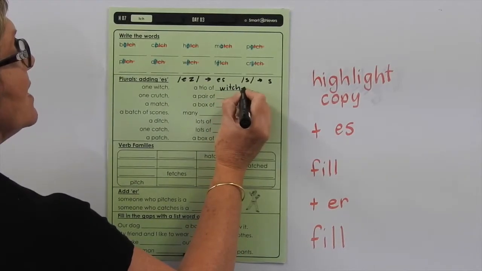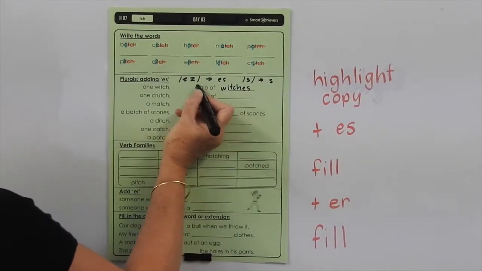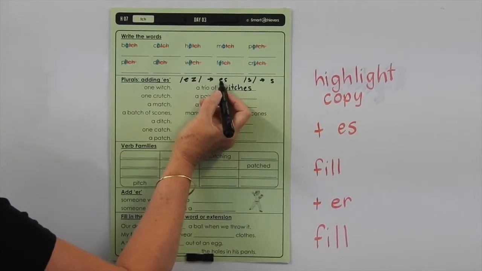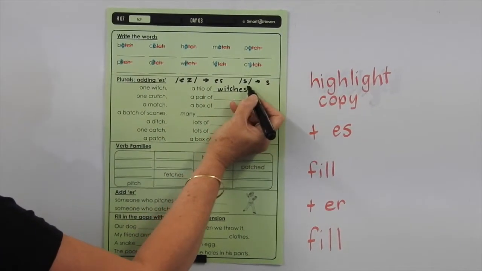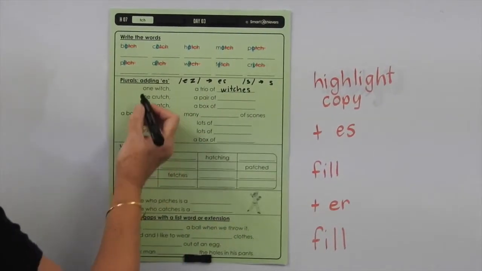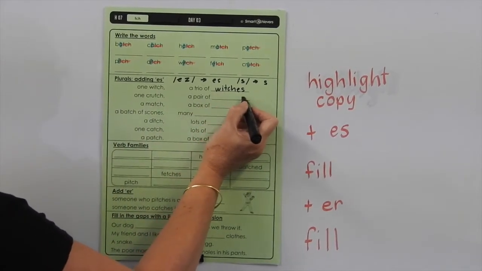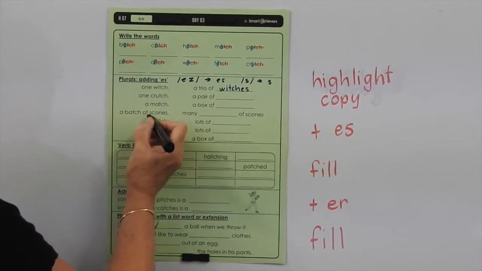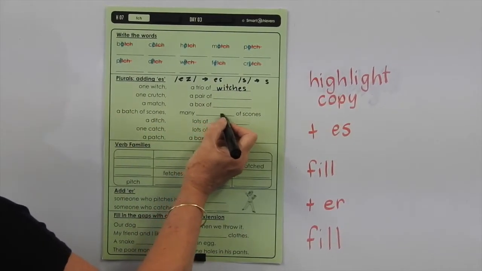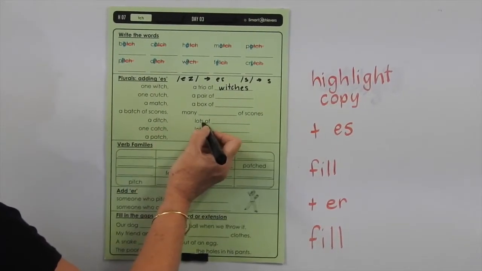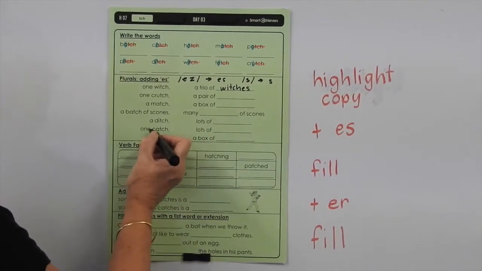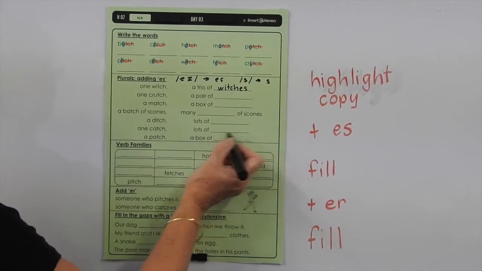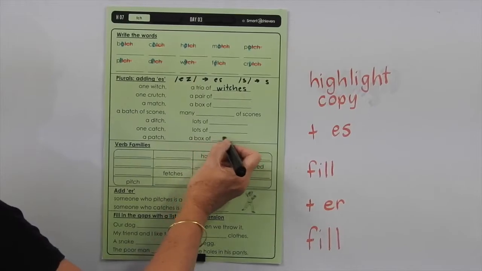The easiest way to remember whether you add es or s is to listen. If you hear iz, write es. If you hear s, just write the s. One crutch, a pair of crutches. A match, a box of matches. A batch of scones, many batches of scones. A ditch, lots of ditches. One catch, lots of catches. A patch, a box of patches.